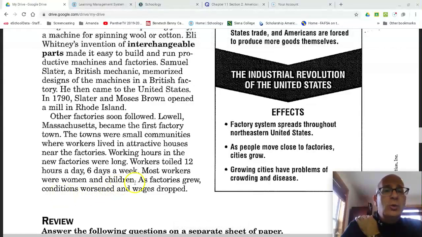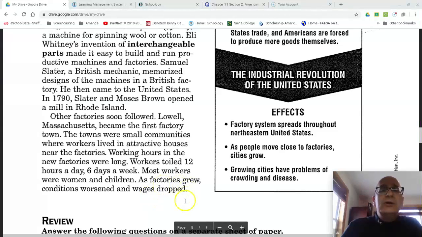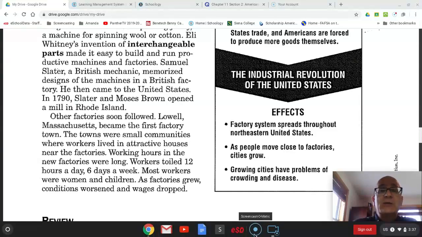Women and children were largely hired because, if you were a factory owner, you could afford to offer less pay to both a lady and a young worker, less pay than a man for the same job. So as a result, most of the workers in many of the early factories were women and children. As factories grew, conditions worsened and wages would begin to drop. The amount of money that people would earn an hour in a factory would decline, as would the conditions in those factories as factories grew.